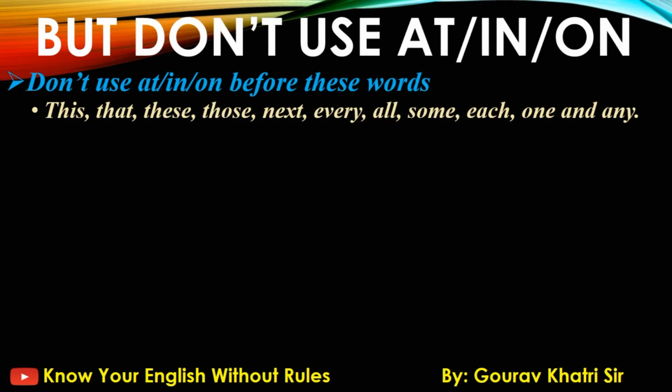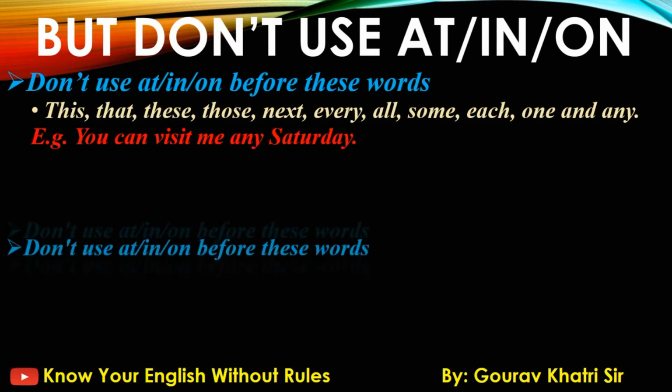Whenever these words are used for time, because this is the practice for time, because at, in, and on are used for time and for place both. So whenever these words, this, that, these, those, next, every, all, some, each, one, and any, they begin a time, never use at, in, on before these words. Never. Next is, and of course the example first. You can visit me any Sunday, but cannot say on any Sunday or in any Sunday or at any Sunday would be wrong. Just any Sunday.